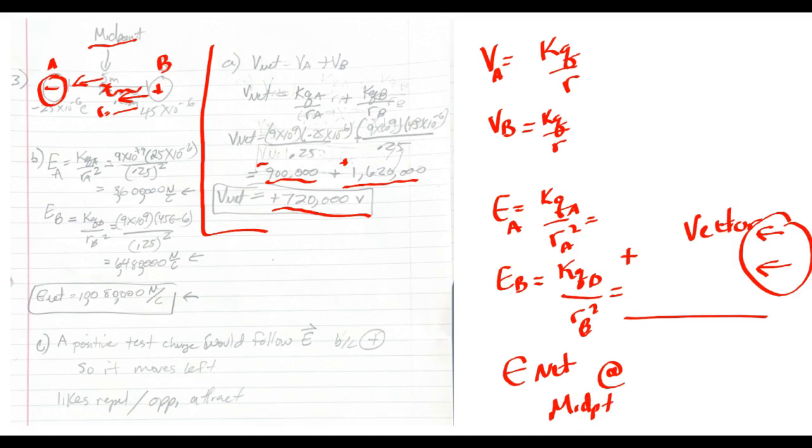What we're going to do is the plugging in, and I did that over here. So 9 times 10 to the 9th, times 25 times 10 to the negative 6, divided by 0.25 squared. That got me 3,600,000. And when I did the same thing for the 45 times 10 to the negative 6th, I got 6,480,000. So when I add those together, I get 10,080,000 newtons per coulomb. And again, it's directed to the left.